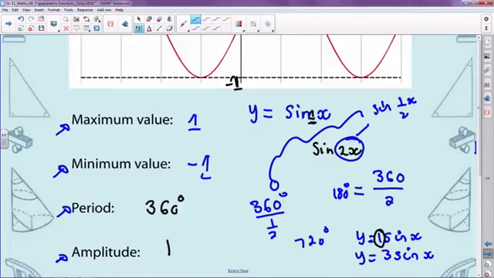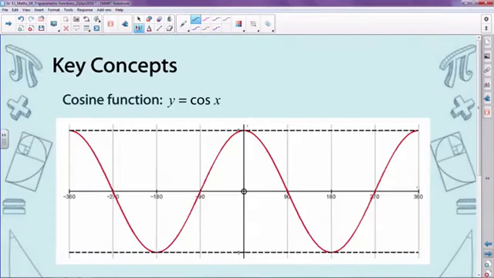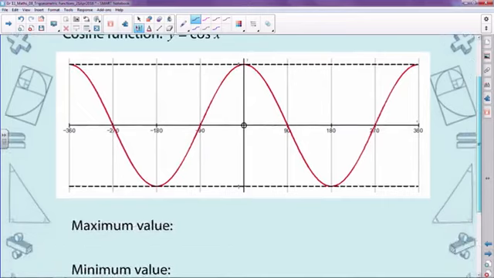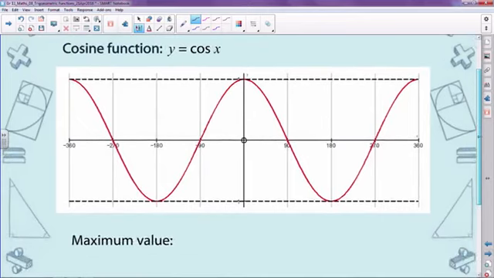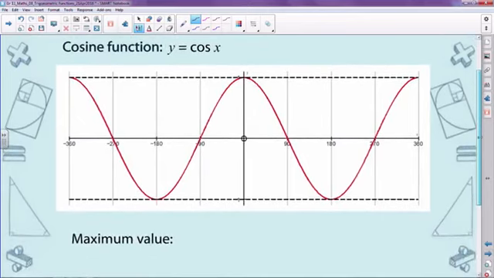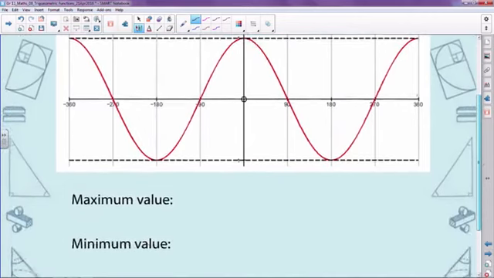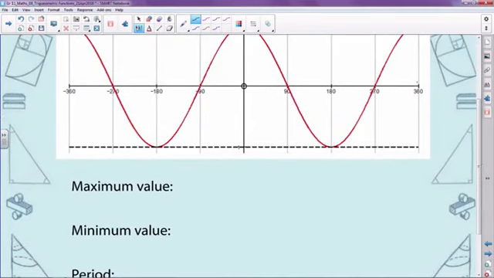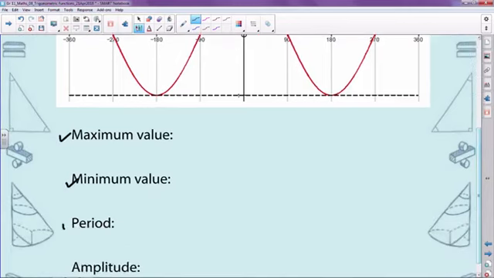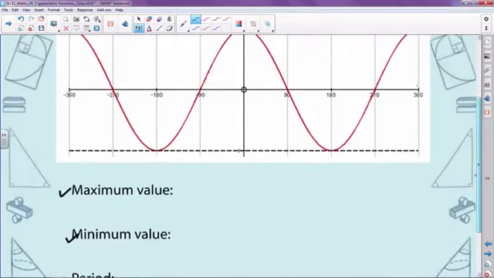Now let's move on to the next problem. You've got the cosine function, y equals cos x. You need to work out, just like we did before, the maximum value, minimum value, the period of this graph, and your amplitude. Again, guys, you've got 2 minutes, and then we can discuss it. All right, let's go.